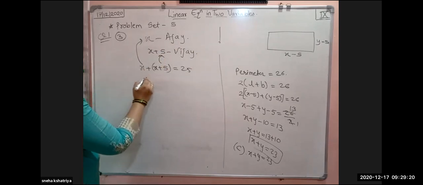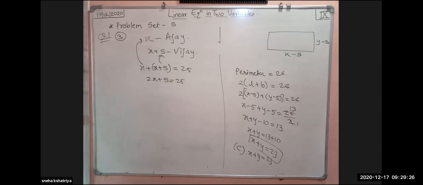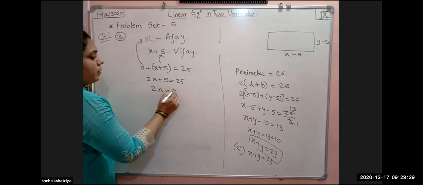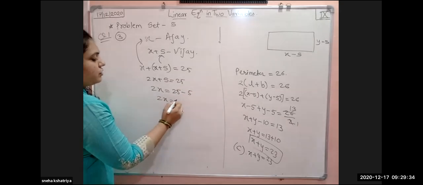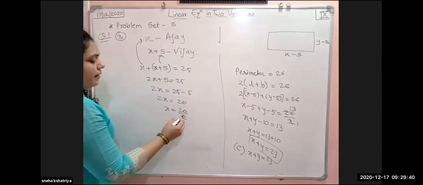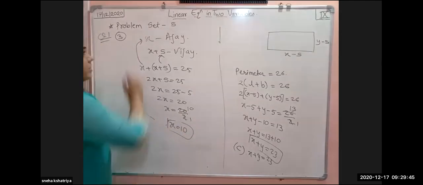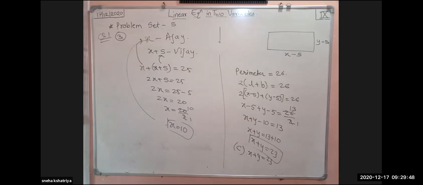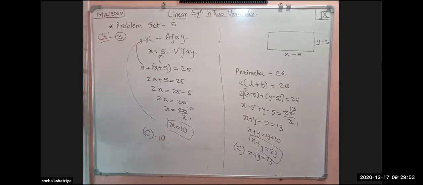So we get 2x plus 5 is equal to 25. 2x is equal to 25 minus 5, as the 5 shifts there. So 2x is equal to 20, X is equal to 20 divided by 2. This 2 goes here, divide. 2 ones are 2, 2 tens are 20. So X is equal to 10. So what is the age of Ajay? That is 10. So again your option number C, that is 10, is the right alternative.